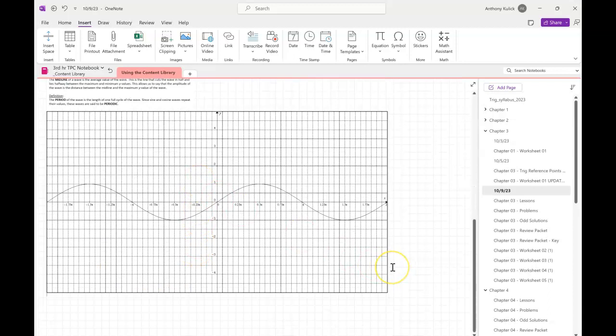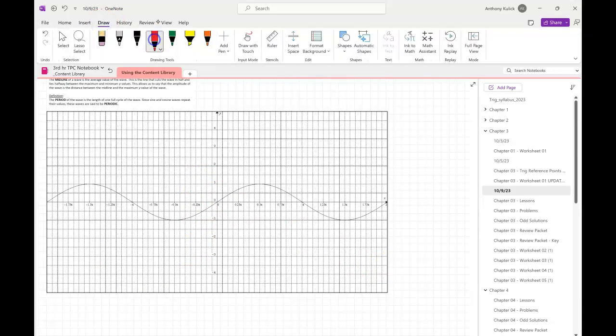All right, so we remember that the midline was that horizontal line that divides the graph in half, where half of the graph is above the midline and half of the graph is below the midline. The amplitude is the distance from any extrema back to the midline, whether it's from a maximum back to the midline or from a minimum back to the midline.